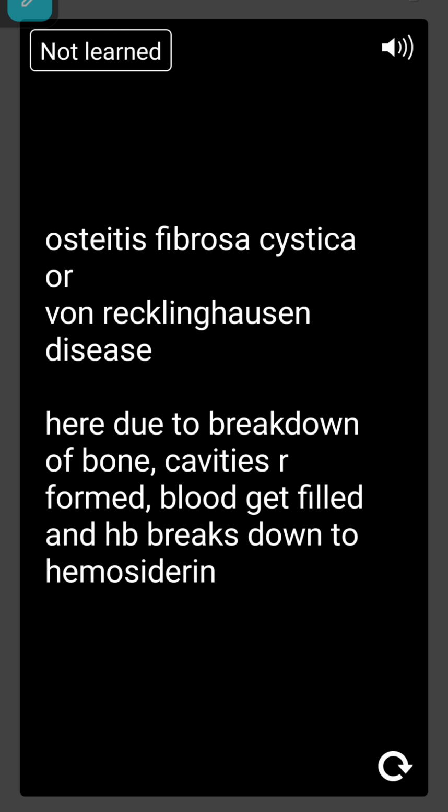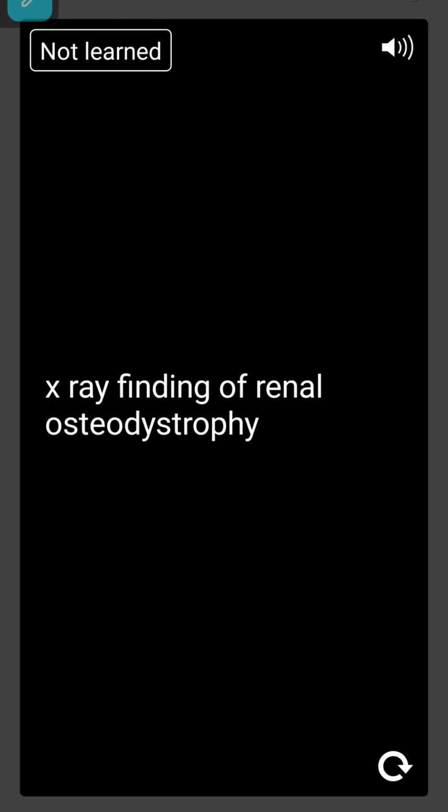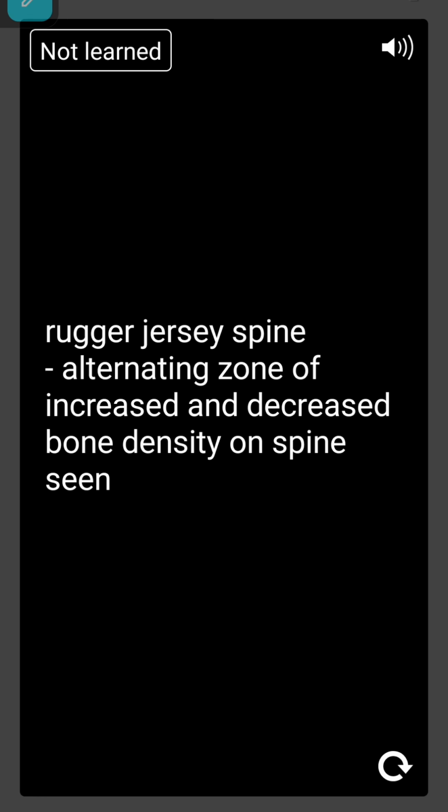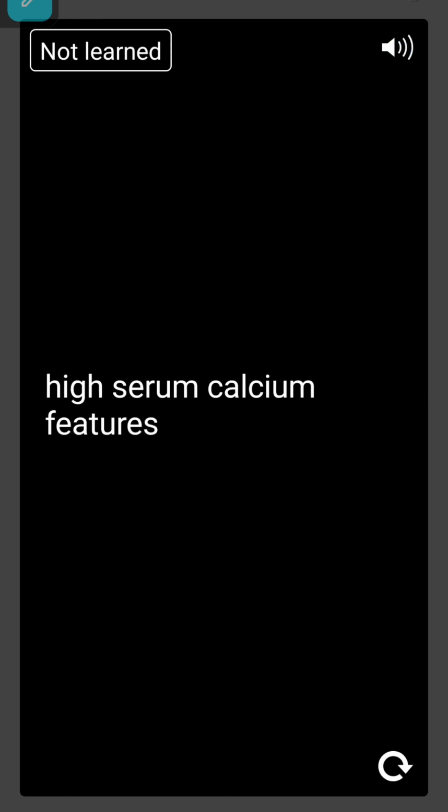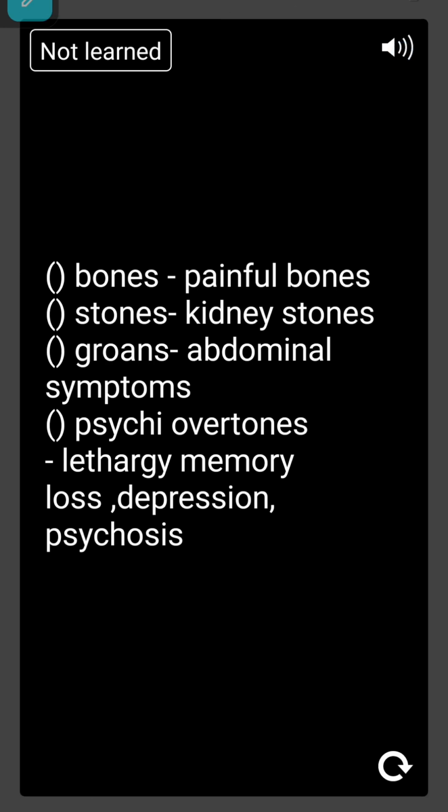Mechanism: due to breakdown of bone, cavities are formed, blood fills them and Hb breaks down to hemosiderin. X-ray finding of renal osteodystrophy: rugger jersey spine, alternating zones of increased and decreased bone density on the spine. High serum calcium features: bones, painful bones; stones, kidney stones; groans, abdominal symptoms; psychic overtones, lethargy, memory loss, depression, psychosis.